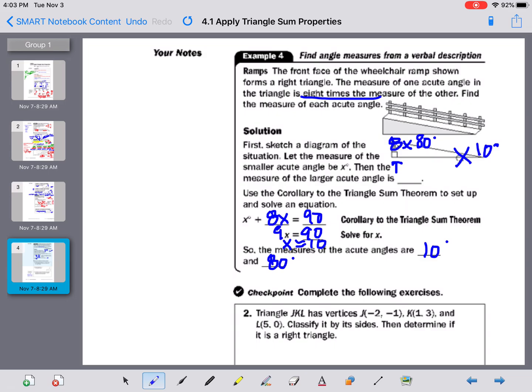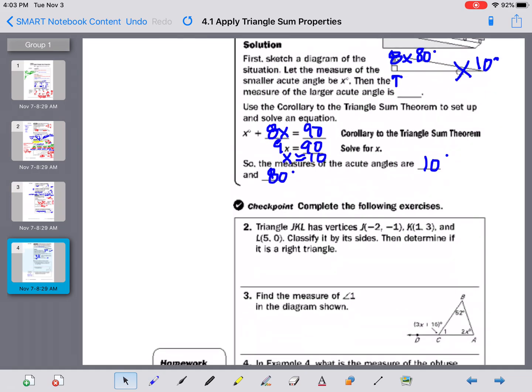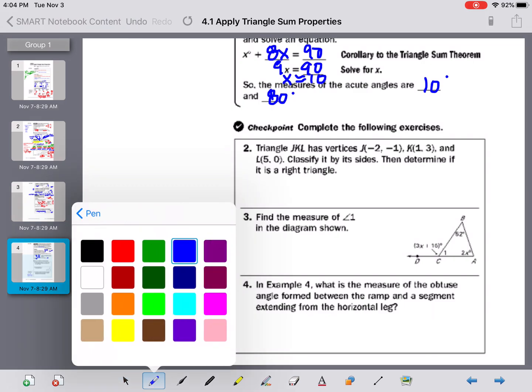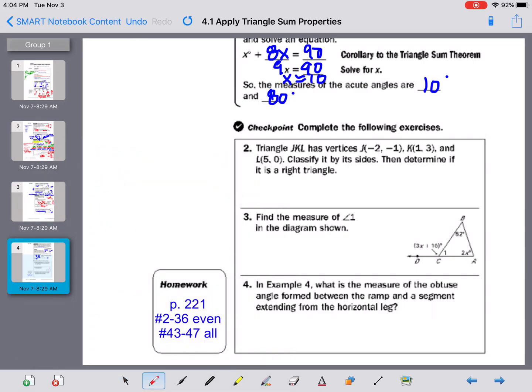All right, number 2. We don't have a graph. Triangle JKL has these vertices. Classify it by its sides and determine if it's a right triangle. Do we need the graph to be able to classify it by its sides? No, because we can simply do the distance formula without the graph, because to be honest, the graph doesn't help us with the distance formula.